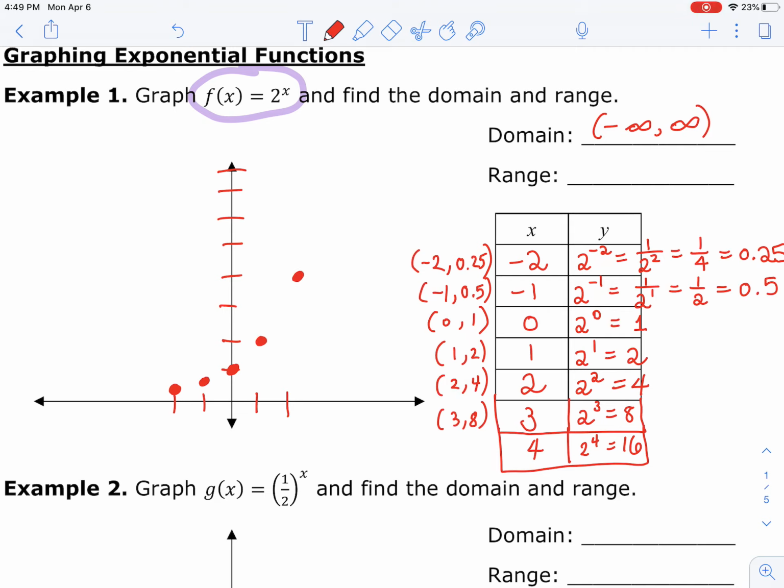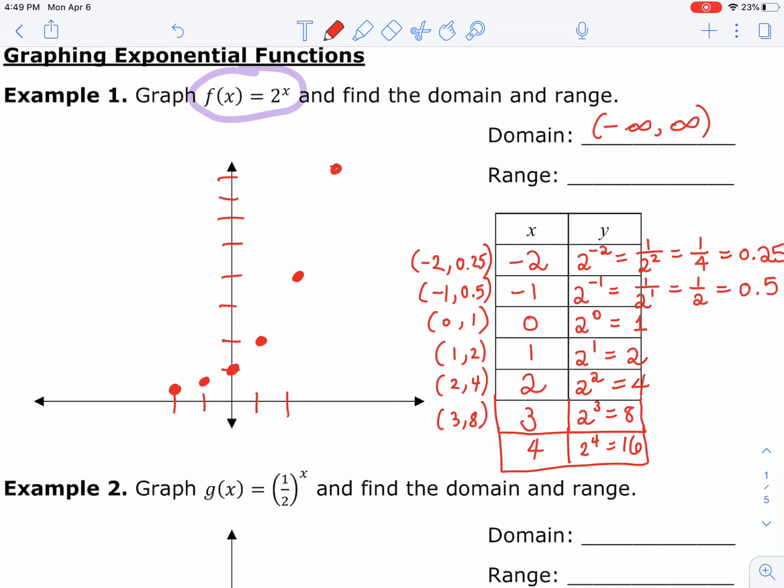2, 1, 2. And then 2, 4, 1, 2, 3, 4. So I'll have a point right here. And maybe the last one, 3, 1, 2, 3, 4, 5, 6, 7, 8. So I'll have my last point about right here.